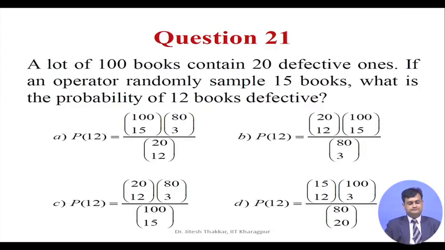Question 21. A lot of 100 books contains 20 defective ones. If an operator randomly samples 15 books, what is the probability of 12 books being defective? Now, you have 4 options, and if you know the distribution and its probability distribution function, then you can easily identify which option is correct.